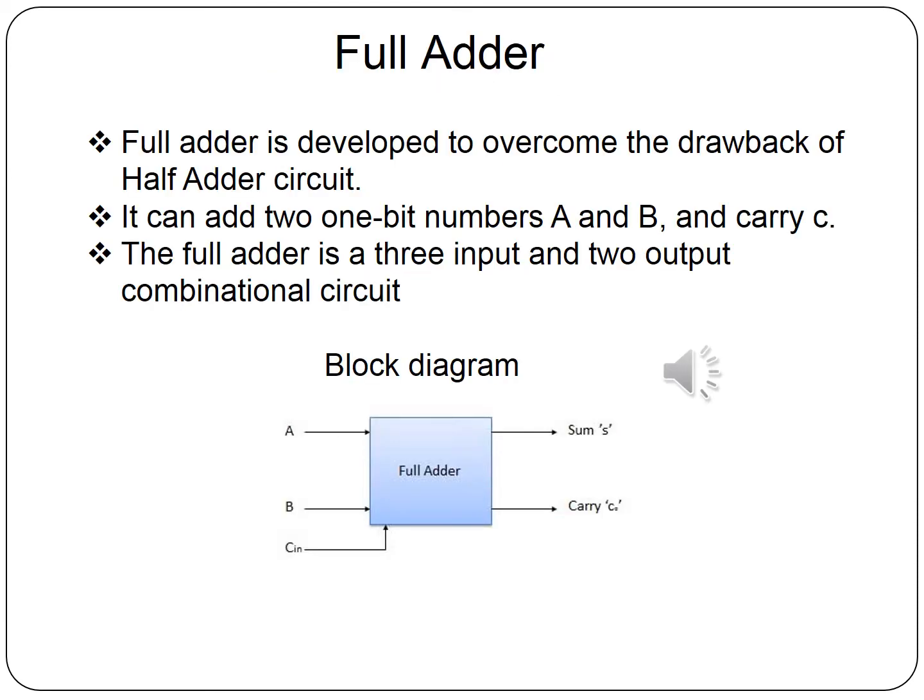Next, a full adder circuit. The full adder is a combinational logic circuit. It is possible to add binary digits with a carryover. Hence the full adder circuit is also called a 3-bit binary adder circuit. This circuit was mainly developed to overcome the drawback of the half adder circuit, and it can add two 1-bit numbers A and B and a carry C.